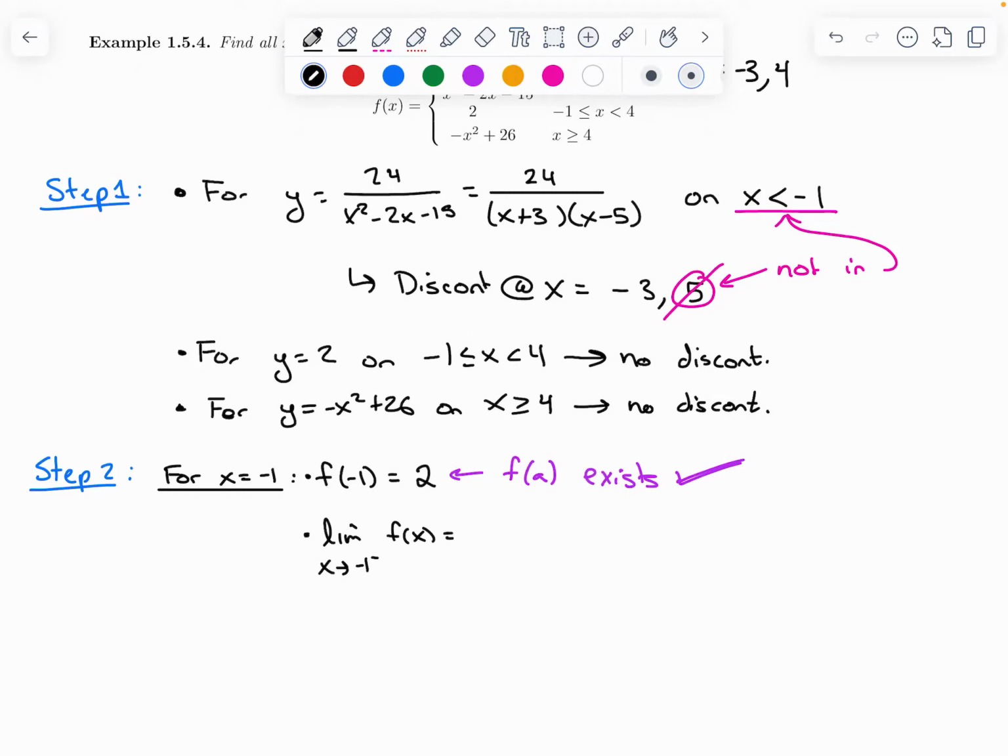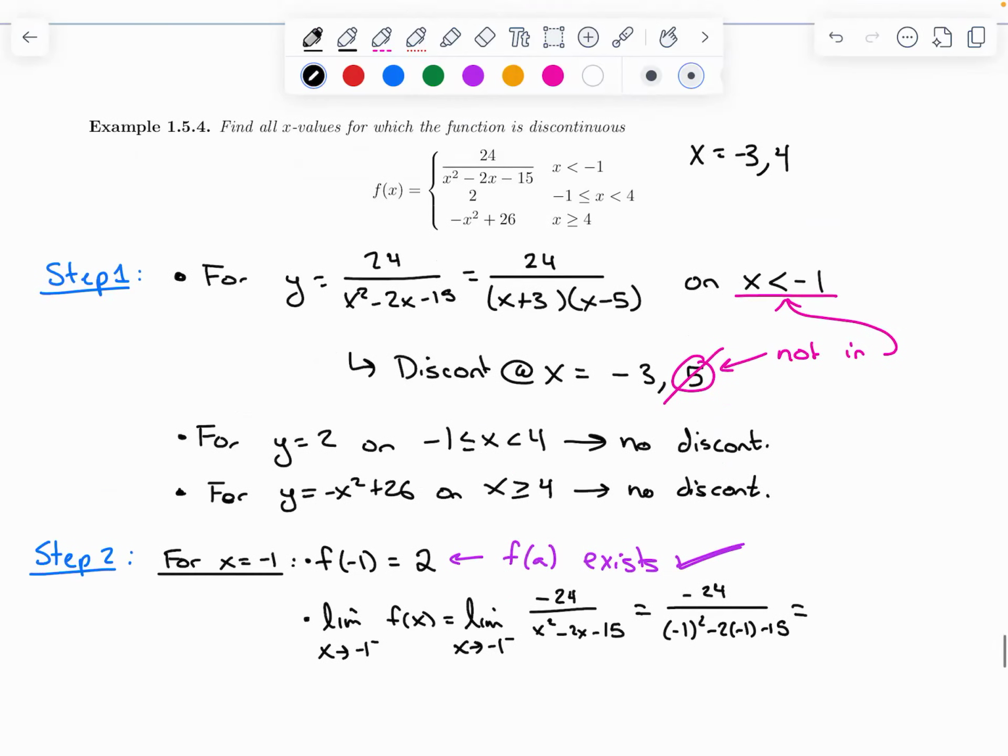So this is the limit as x approaches -1 from the left of -24 over -1 squared minus 2 times -1. Oh, I'm sorry. -24 over x squared minus 2x minus 15. And then we can plug it in. -24 over -1 squared minus 2 times -1 minus 15.